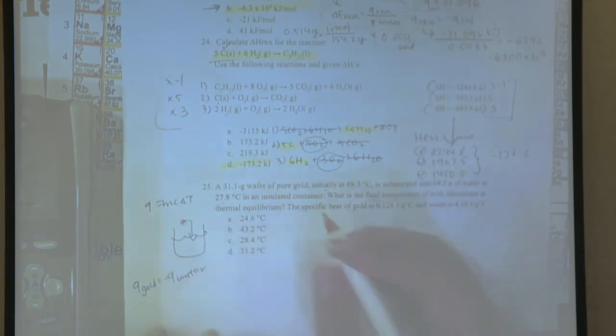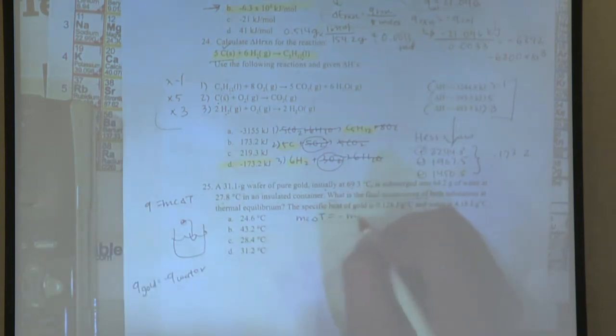And this makes sense, right? Because all of the heat lost by the gold or all of the heat gained by the gold is also in turn lost or gained by the water because they're in contact with one another. So this is what we're going to be using. We're going to say MCΔT of the gold is equal to negative MCΔT of the water, right?